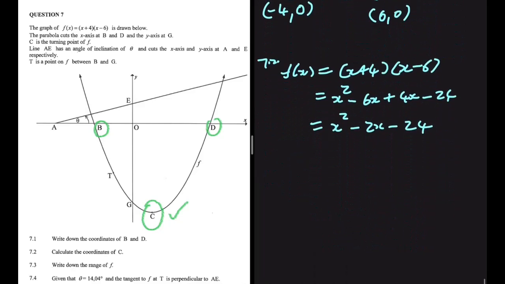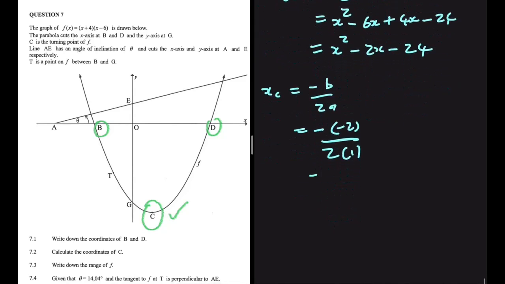If we want to find the x value of C, we say minus b divided by 2a, where b is the coefficient of x. It happens to be minus 2, so minus minus 2, divided by 2a. A is the coefficient of x squared, which is 1. So 2 divided by 2, that is 1.